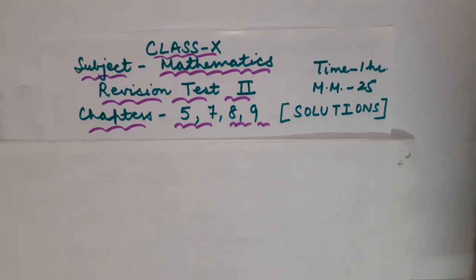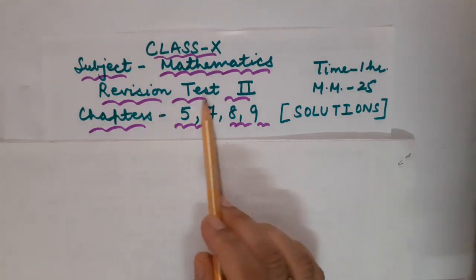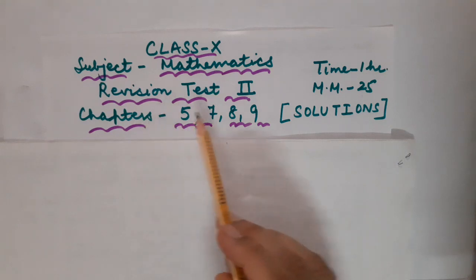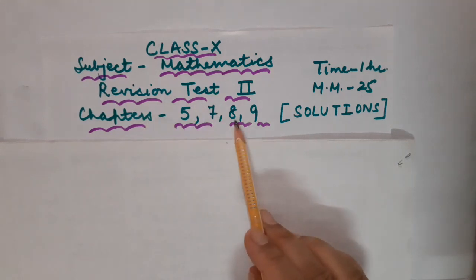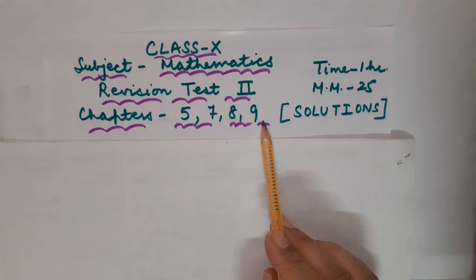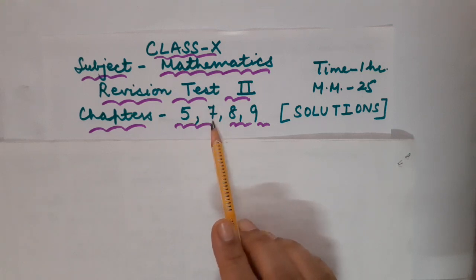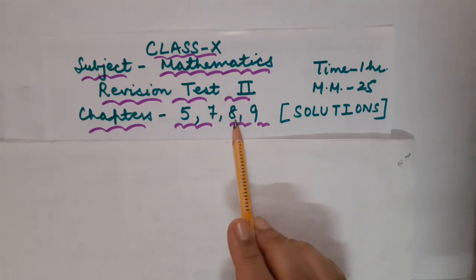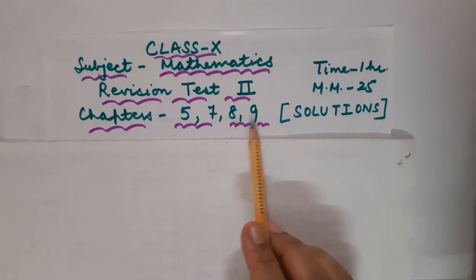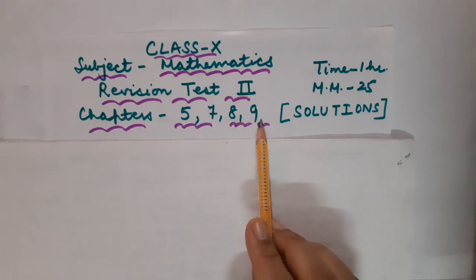So, children, let us start today's mathematics class of grade 10th. Children, through this video, I am going to discuss the solutions of revision test 2 of chapters 5, 7, 8 and 9 respectively. Chapter number 5 is arithmetic progression, chapter number 7 is coordinate geometry, and chapters 8 and 9 are based on trigonometry and its application.